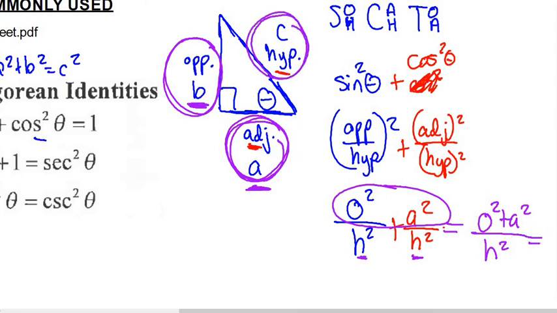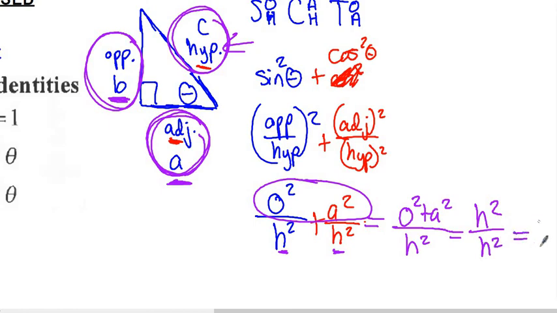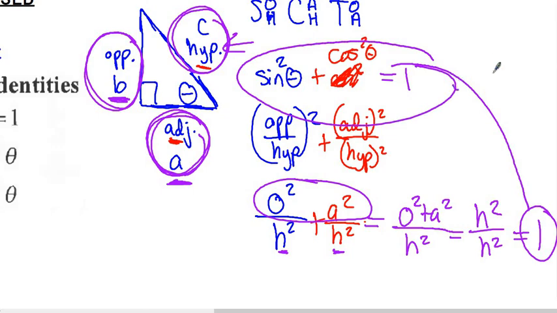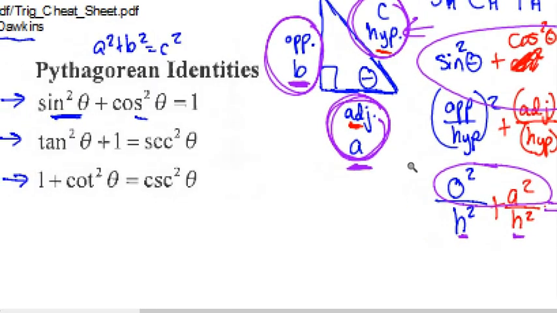So another way of saying opposite squared plus adjacent squared is hypotenuse squared, which gives H squared over H squared. What is H squared over itself? It equals 1, and that's what this is supposed to equal. So that is a proof of the Pythagorean identity: the sine squared of any angle plus the cosine squared of any angle equals 1.